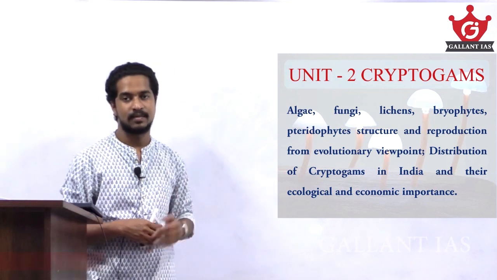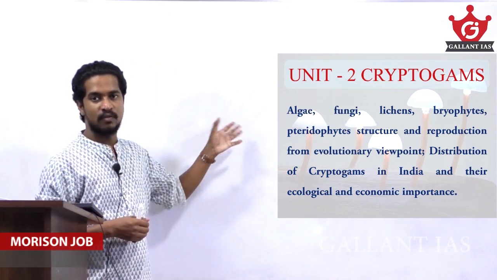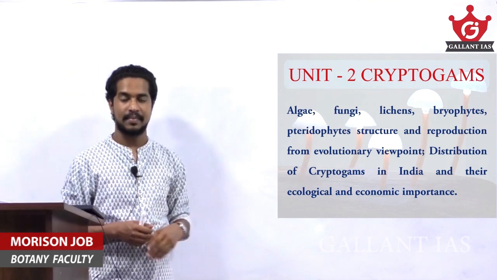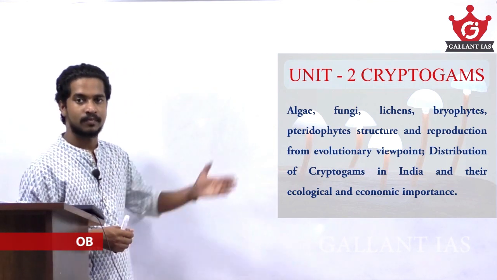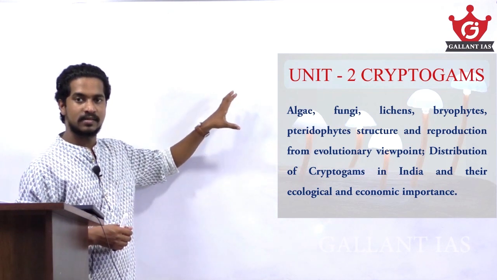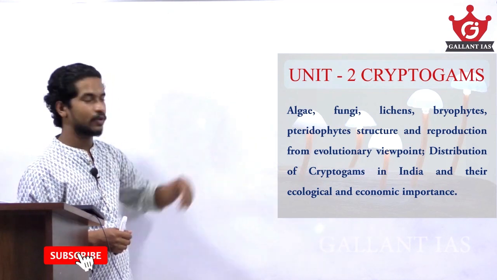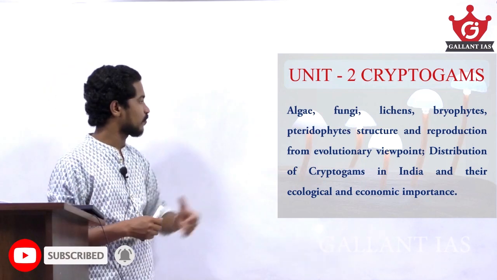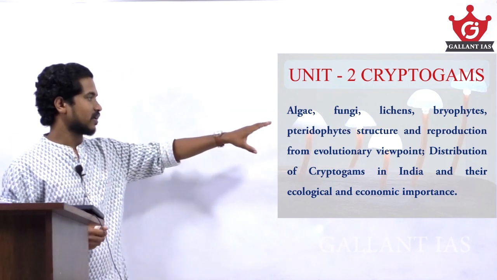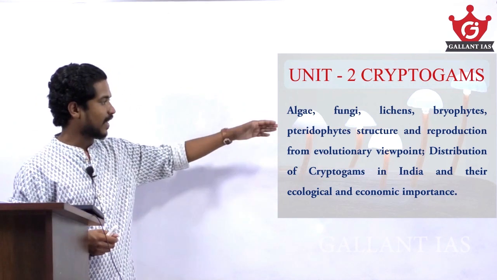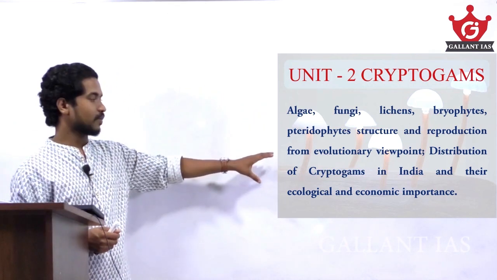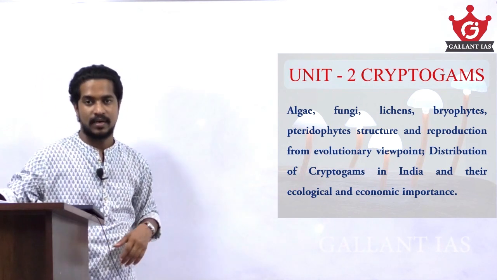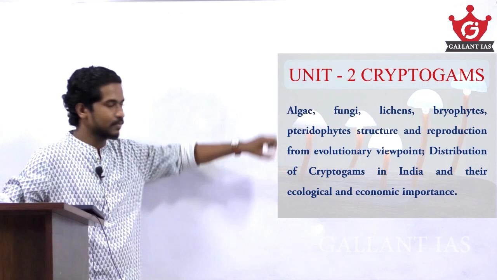We have completed microbiology and now we are moving on to cryptogams. We will come to the plant pathology part after completing this. And this is the syllabus of cryptogams. Under cryptogams: algae, fungi, lichens, bryophytes, pteridophytes, their structure and reproduction from an evolutionary viewpoint, distribution of cryptogams in India and their ecological and economic importance. So this is the syllabus of cryptogams.